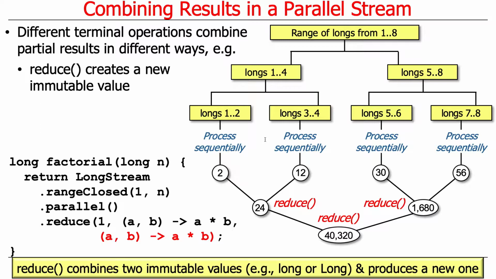So the question is, how do the reduces get run? A given reduce always runs in a single thread, but it's not the same single thread. So we could have this reduction done in one thread. This reduction could be done in a different thread. So the reduction of 2 and 12 could be done in one thread in parallel with the reduction of 30 and 56 in a different thread.